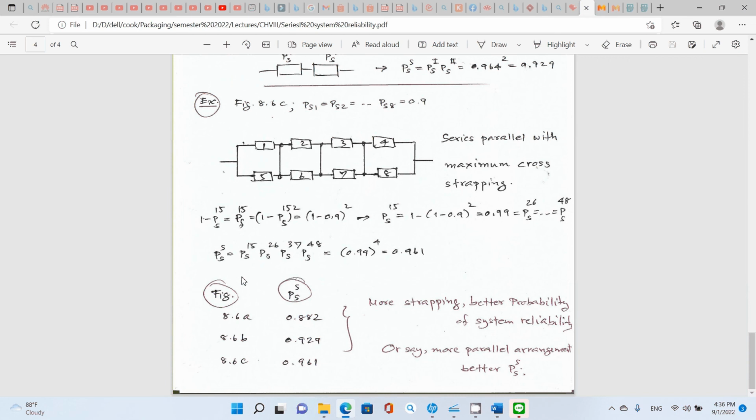So this is the summarization. I list figure 8.6a, 8.6b, 8.6c, and this is the survival probability of your system. That's 0.882, and it's getting higher and higher because you have more parallel connection. More strapping, better probability of system reliability or safety. More parallel arrangement gives you better PSS, or system survival probability of your system.